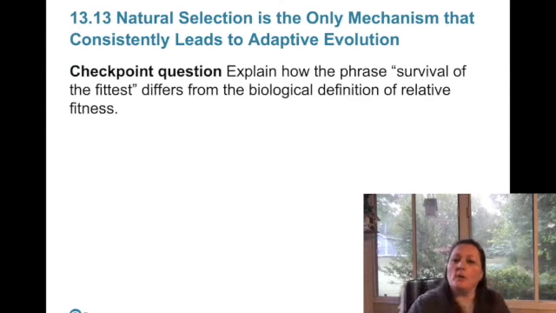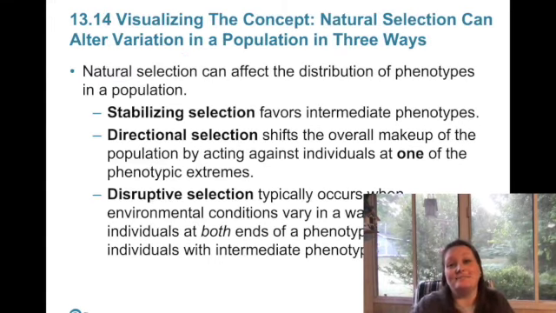So, checkpoint question. Explain how the phrase survival of the fittest differs from the biological definition of relative fitness. Oh, I think I just already talked about this one. So again, when you hear survival of the fittest, I would like you to do it always, but at least definitely in this class, remember the biological definition instead of what people say, okay?